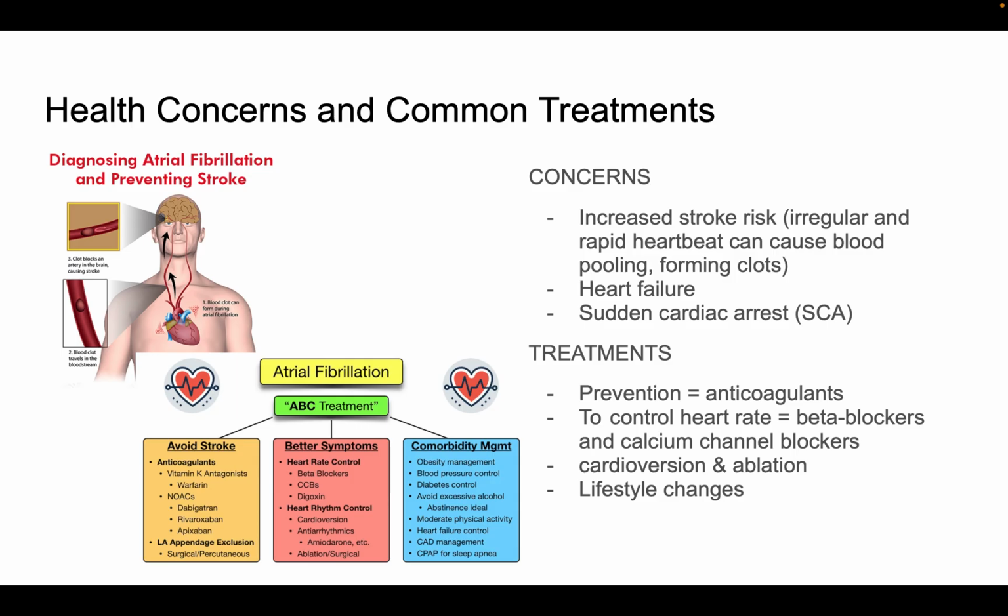So we treat it by preventing stroke first with anticoagulants like warfarin or DOACs, and then to control the heart rate, medications like beta blockers or calcium channel blockers are used. Cardioversion is also used in some patients, which resets the heart rhythm, or catheter ablation to destroy the ectopic areas in the atria that are producing the rogue signal.